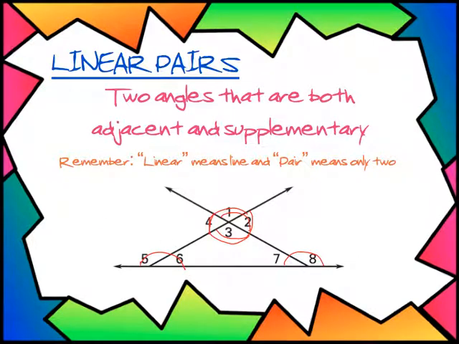Now what I see a lot of people do on this is they try to tell me that 3 and 7 are both on this line right here, so they're a linear pair. It's not true at all because they're not adjacent. They have to share a side, and these two angles do not share a side. They have to be right next to each other.